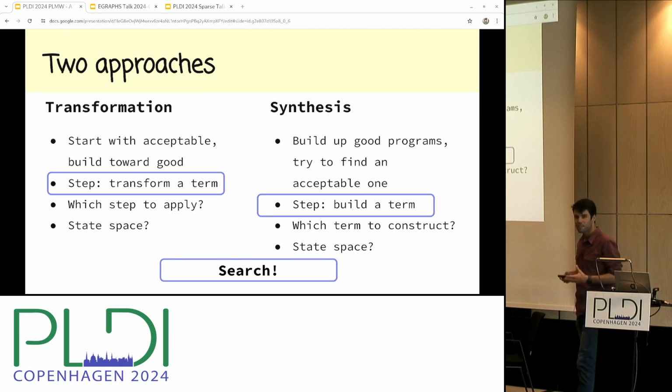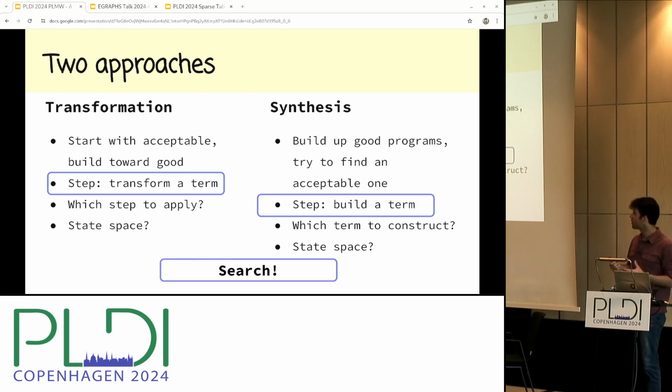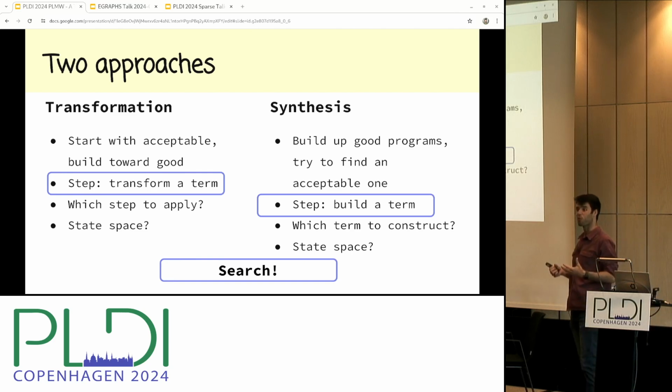And again, I've used this phraseology to evoke search, or combinatorial optimization, basically graph search, if you're familiar with those techniques. Because I think that while it can be very expensive in general settings, it's a useful perspective to think about program optimization.